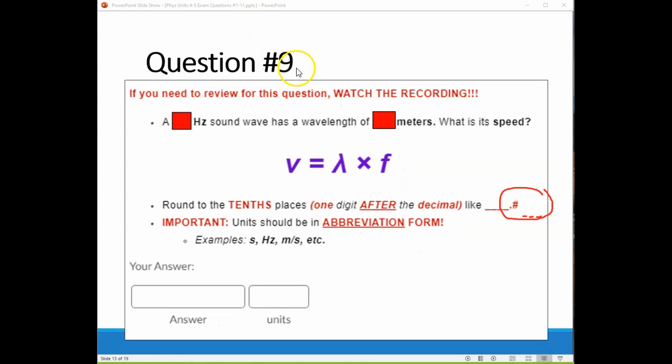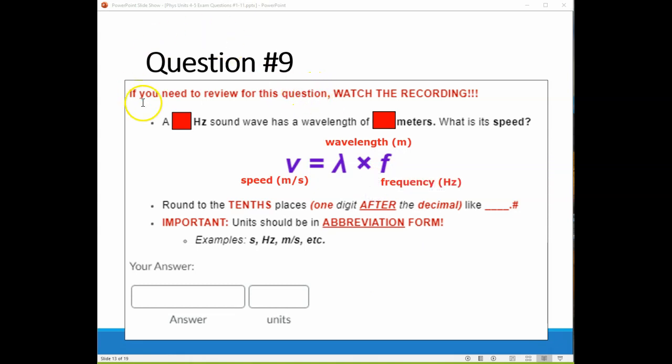Question number 9 here. A blank hertz sound wave has a wavelength of blank meters. What is its speed? Remember that we learned a second equation that can also solve for speed of a wave, but this time, instead of period, it includes frequency, and frequency is the opposite of period. So now instead of dividing by period, we're multiplying by frequency, the opposite, right? So wavelength still in meters, and then frequency here in hertz.